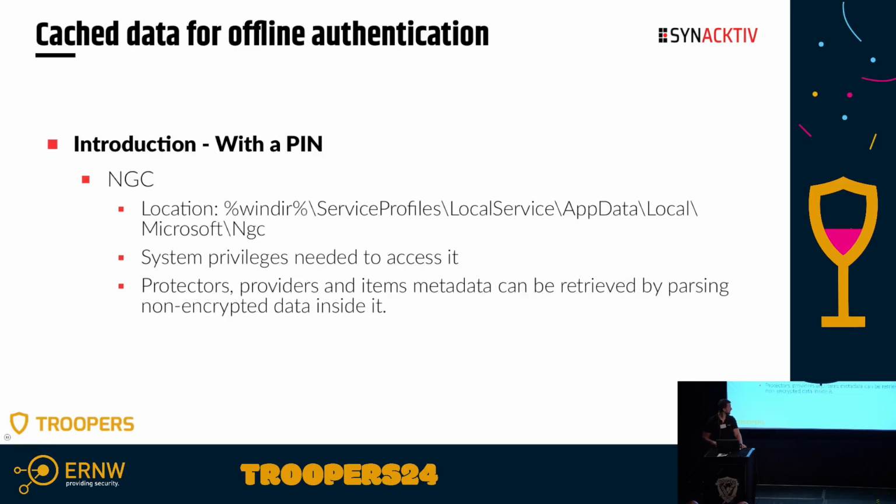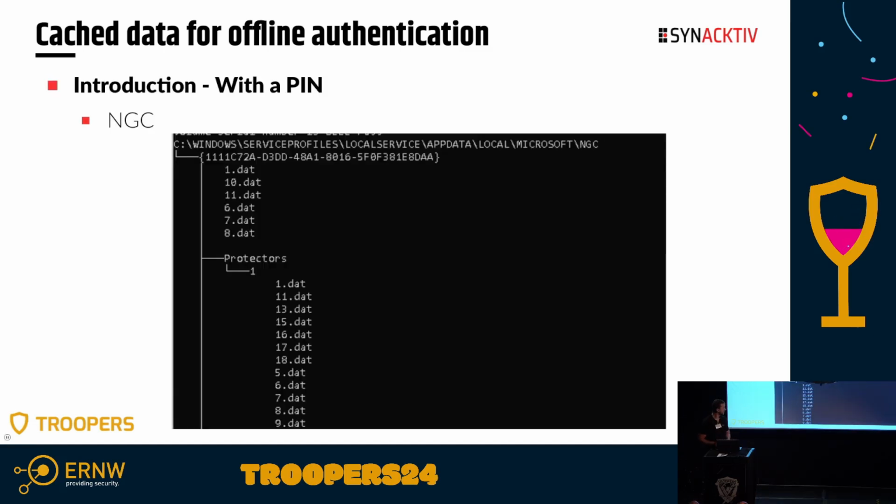So the NGC folder is located here. You need system privileges to access it. And we'll see that there is some metadata inside to retrieve. And we can retrieve it because it's not encrypted. There is just one file encrypted inside this folder. So here you have an example of the tree command if you use it on an NGC folder. So you have a GUID and a protector and some .dat files.